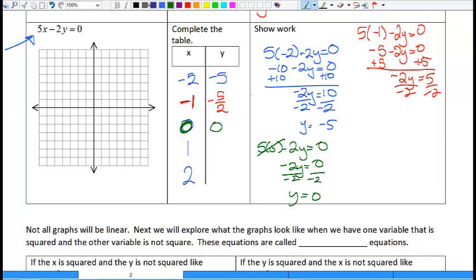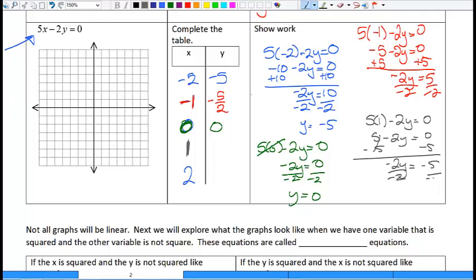Let's see. Let's try gray. I'm going to do 1 in gray. So I have 5 times 1 minus 2y equals 0. So that's 5 minus 2y equals 0, minus 5 from both sides. And I have y equals negative divided by negative is a positive 5/2.